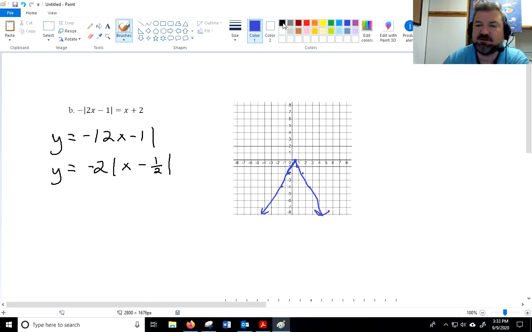All right, let's do another one. Let's do the right-hand side. Okay, well that's better. X plus 2, that's better. We know how to graph that. That's just a line at 2.